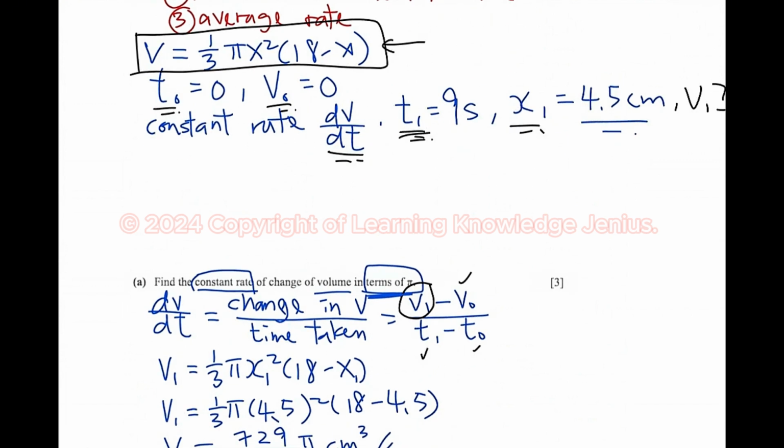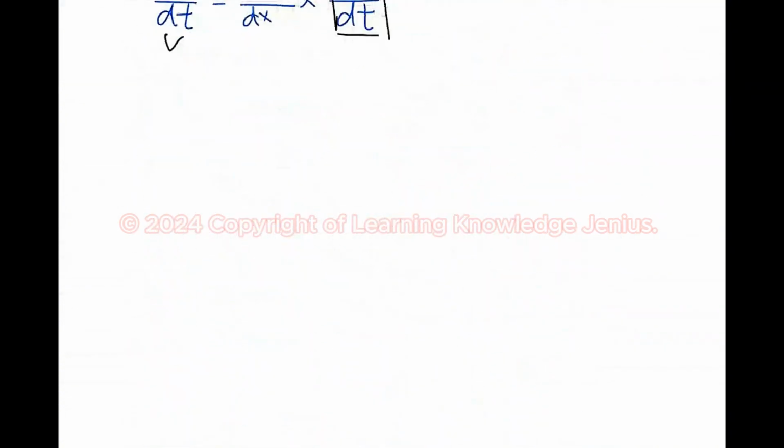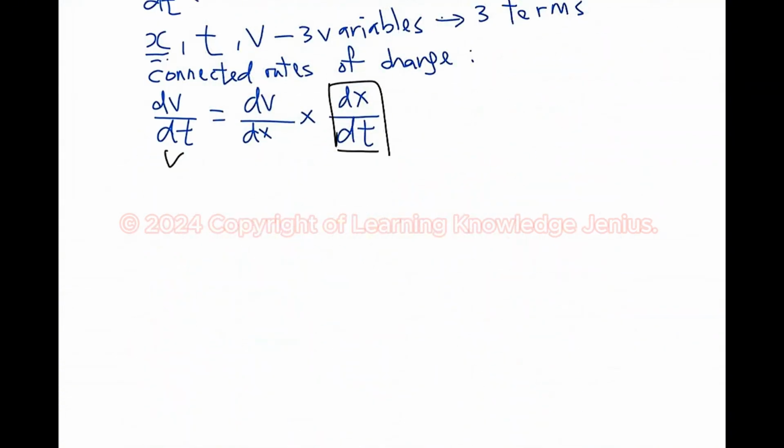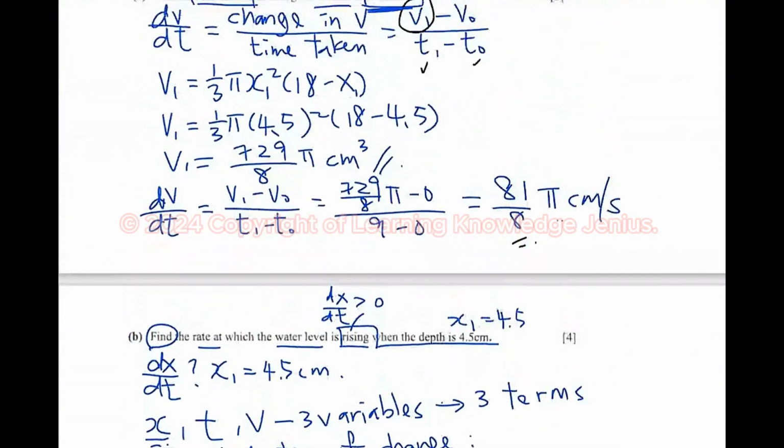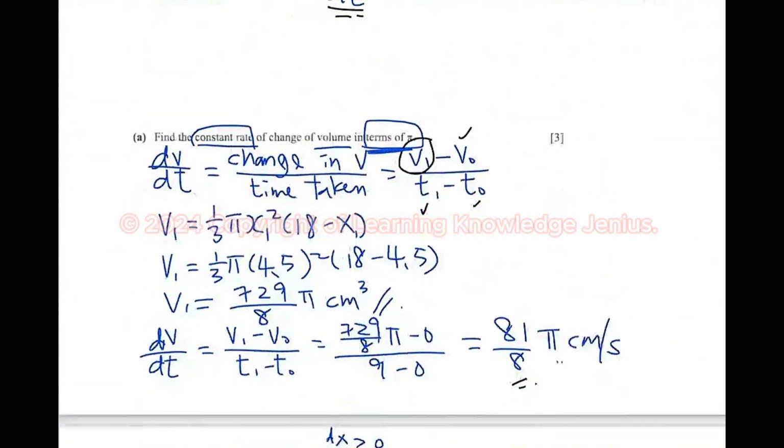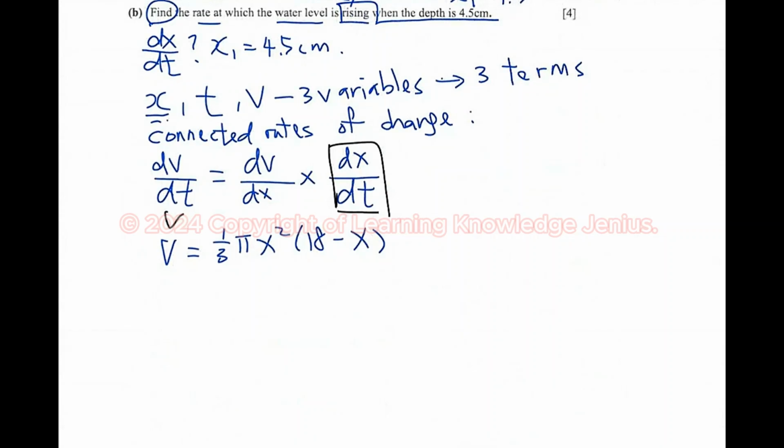So let's copy this equation. We have V is equal to 1/3 pi x squared (18 minus x). Let me double confirm I copied correctly. Yes, it is correct. Now I'm going to find the dV/dx, so I need to differentiate this equation. Take note that 1/3 pi is a constant, which you can always leave in front. So just copy it.